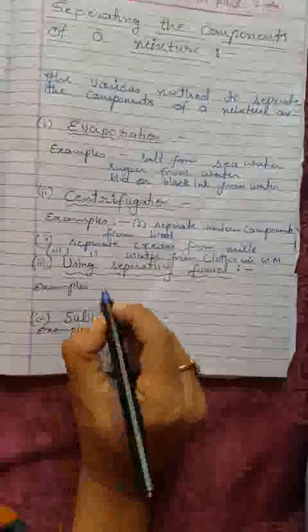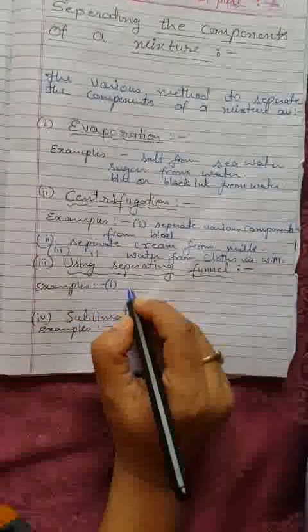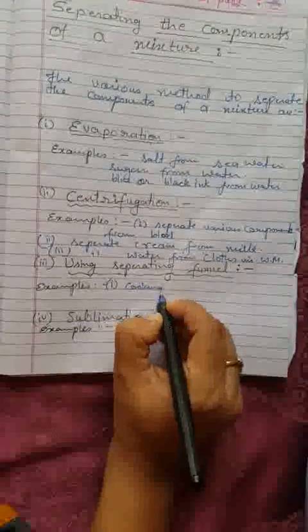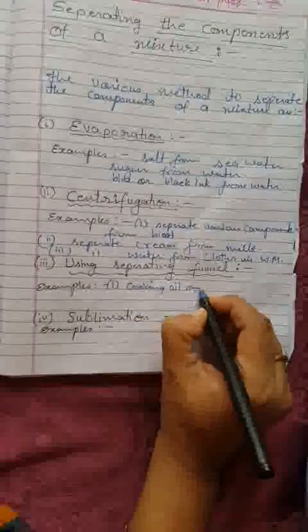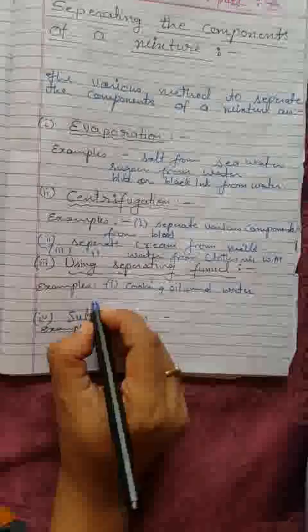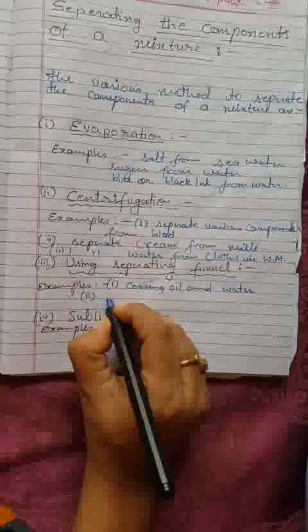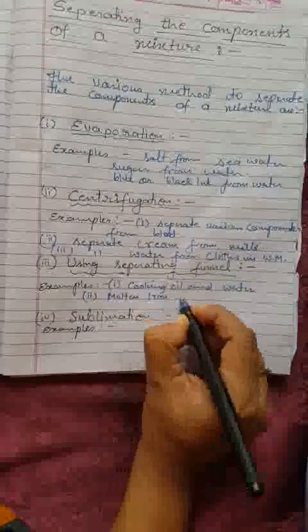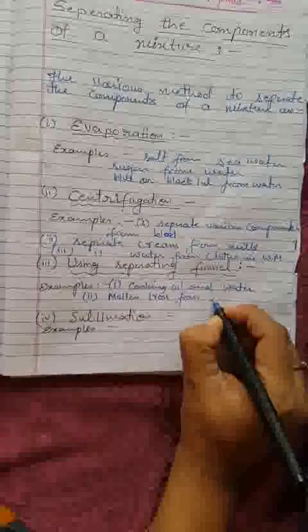Now I'll give the examples. First example, we can write kerosene oil and water. Cooking oil and water are separated through this method, separating funnel. Then molten iron from its slag.